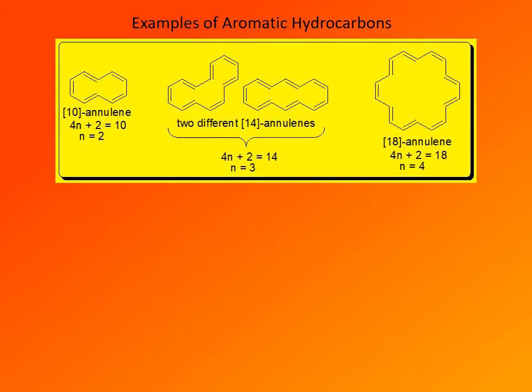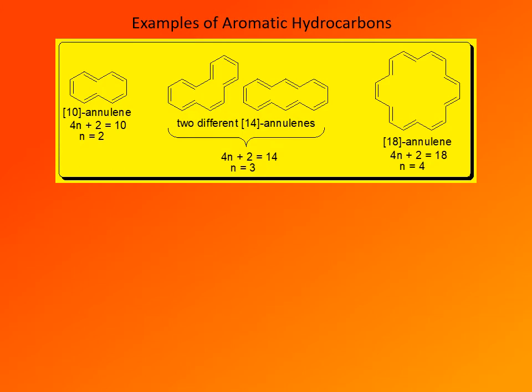Here are some examples of aromatic hydrocarbons and how to identify them. If we start with the example on the left, 10 carbon atoms, and there are 5 alternating double bonds in the ring. This compound is known as [10]annulene. We can see that it satisfies Hückel's rule for being aromatic, so 4n plus 2 equals 10. There are 10 pi electrons, 5 double bonds, so it satisfies the equation for n equals 2. So it's aromatic.